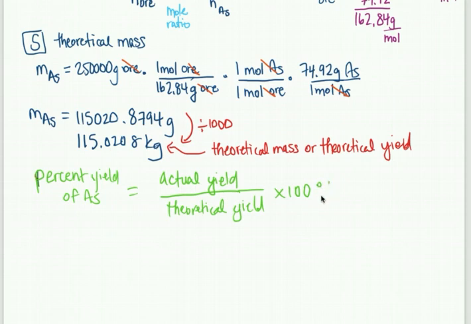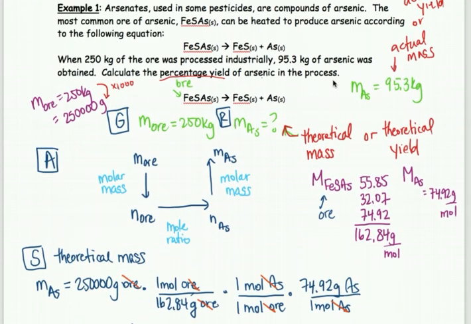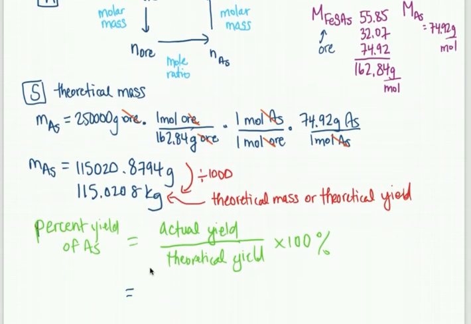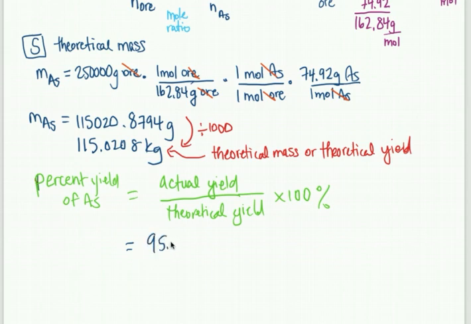So let's fill that in. Okay, so the actual yield was given at the beginning of the question here. You know, we ran this process through this reaction, and then we actually obtained 95.3 kilograms. Right, and then theoretically, if it was a perfect experiment, you should have gotten this much of the sample. Okay, and then multiply by 100.